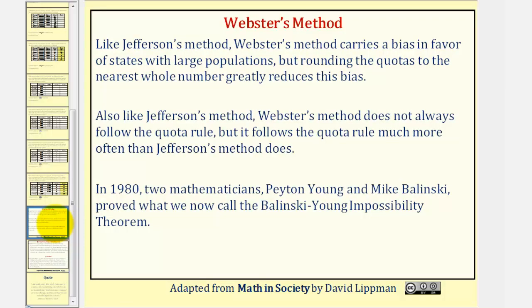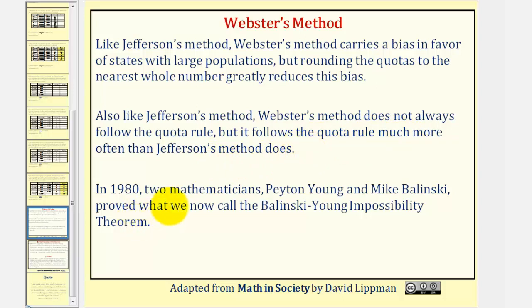A couple more things we should mention. Like Jefferson's method, Webster's method carries a bias in favor of states with large populations, but rounding the quotas to the nearest whole number does greatly reduce this bias. Also, like Jefferson's method, Webster's method does not always follow the quota rule, but it follows the quota rule much more often than Jefferson's method does.